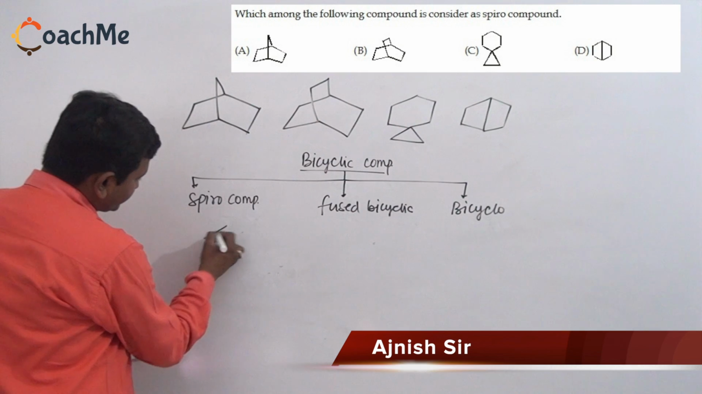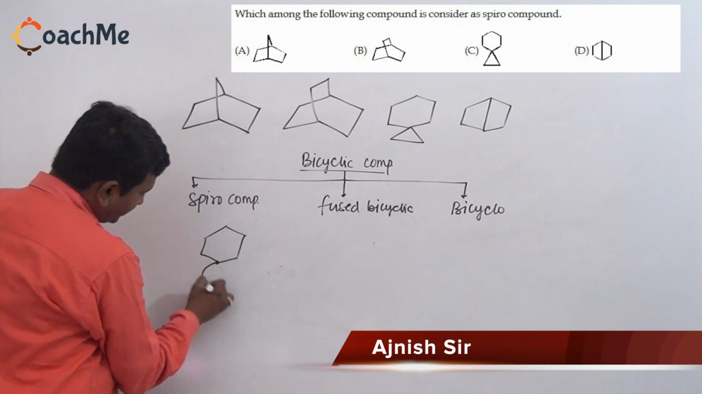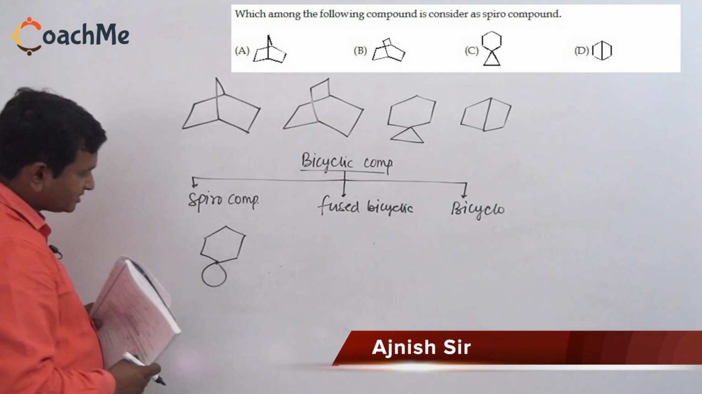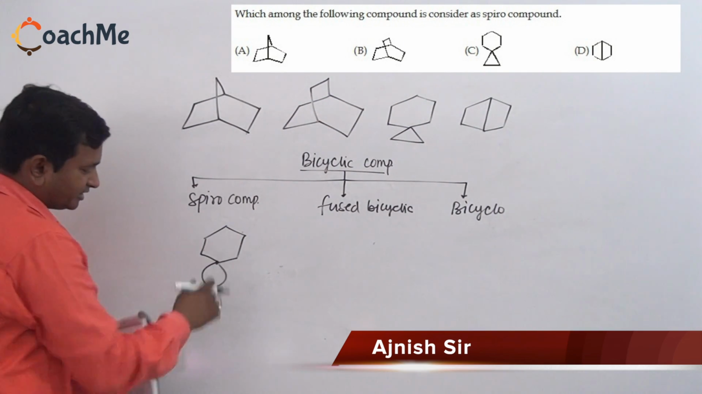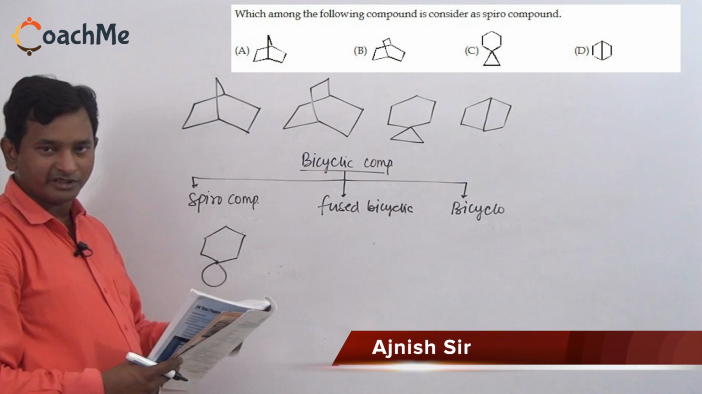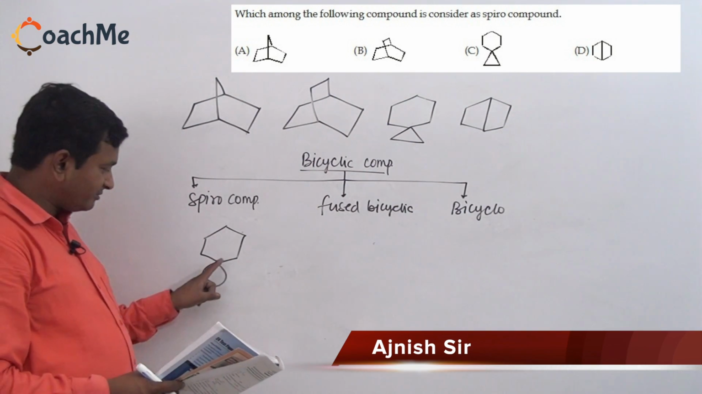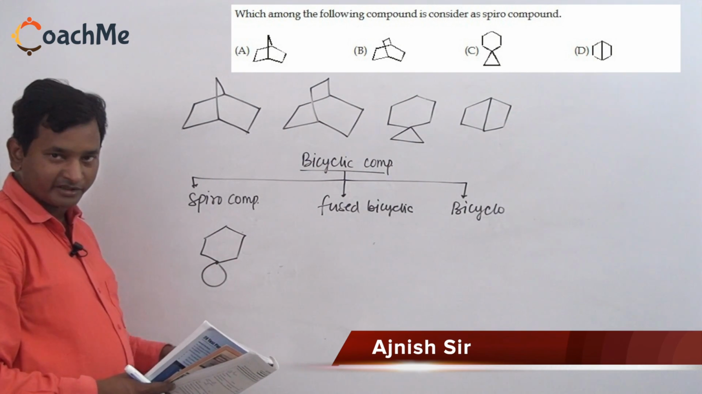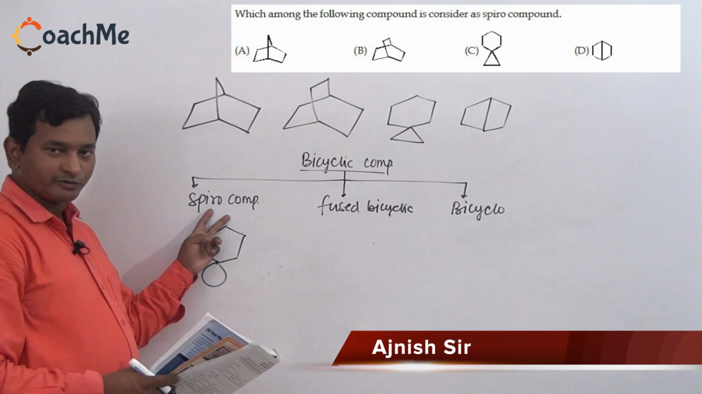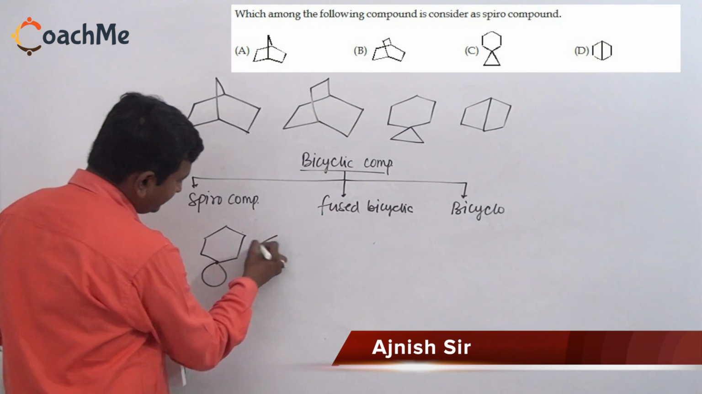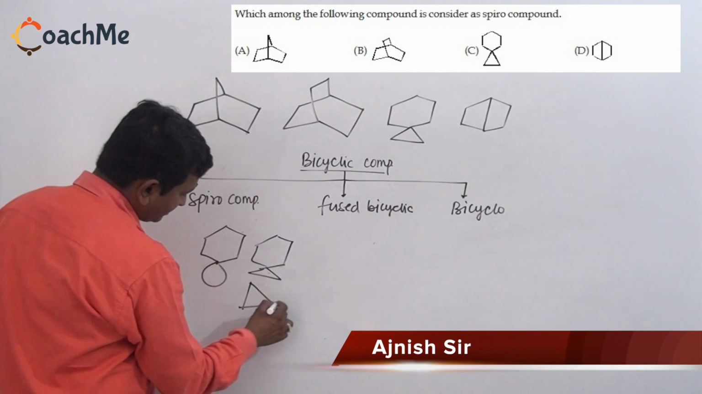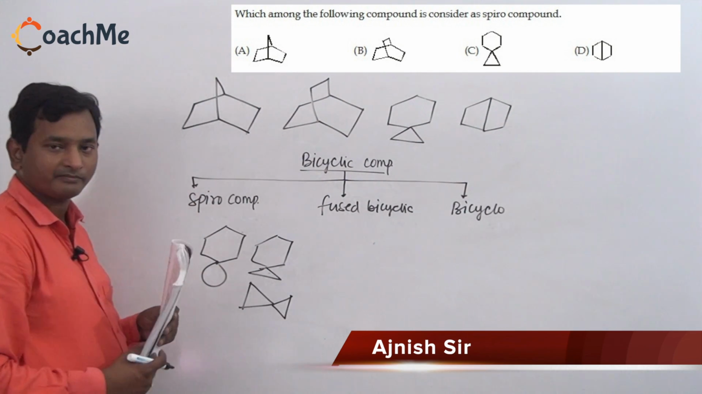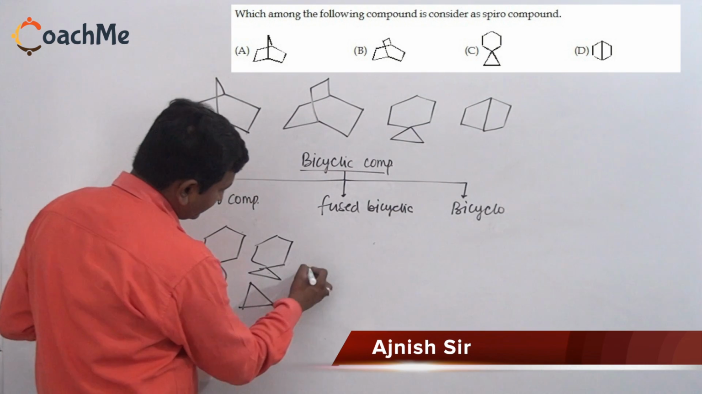If the same carbon is attached with another ring, it is called a spiro compound. The number of carbons in these two rings may be different, may be same, no matter. But the same carbon must have two rings. In such case, it is called a spiro compound. It will be like this.